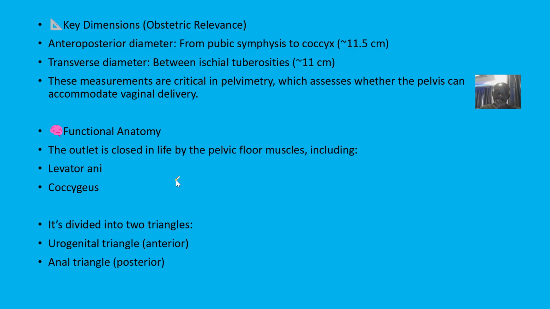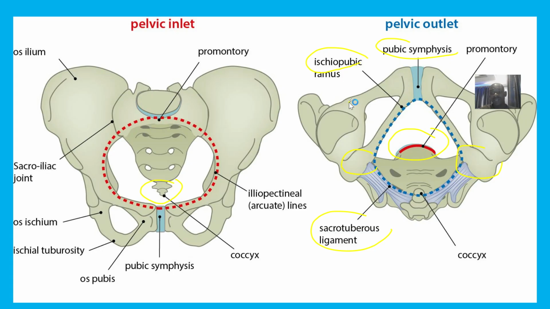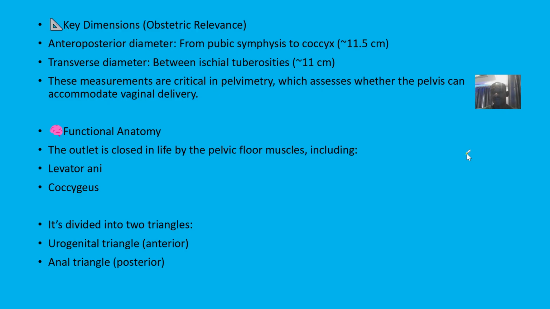So key dimensions: if you want to measure the diameters, you use what? The anteroposterior diameter, that's from the pubic symphysis to the coccyx. For a normal pelvis for a woman, it should be 11.5. Transverse diameter, that's from this ischial tuberosity to this ischial tuberosity, it should be 11 centimeters. These measurements are very important to know whether a woman can be able to give birth to the baby through the vagina or not.